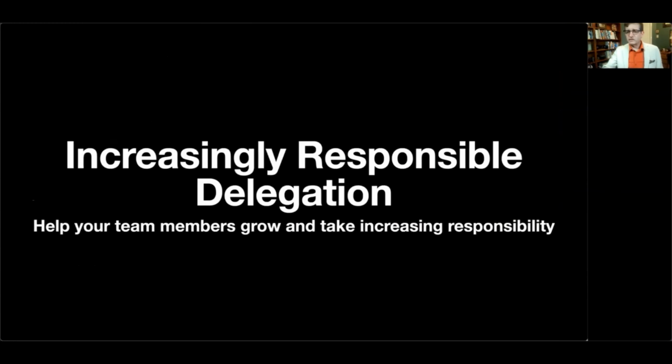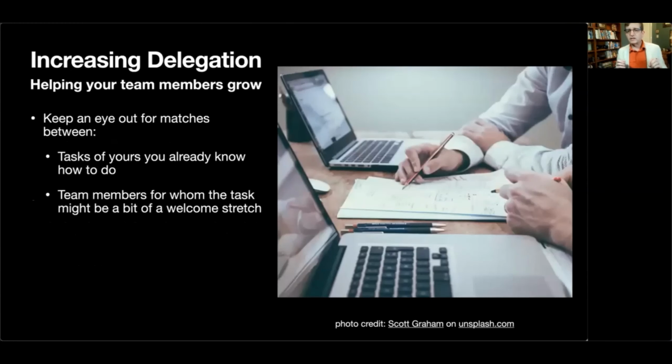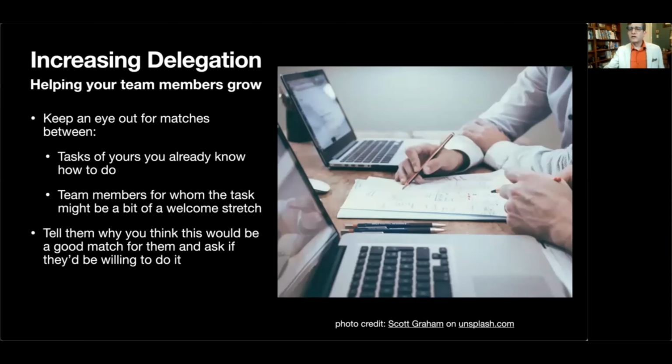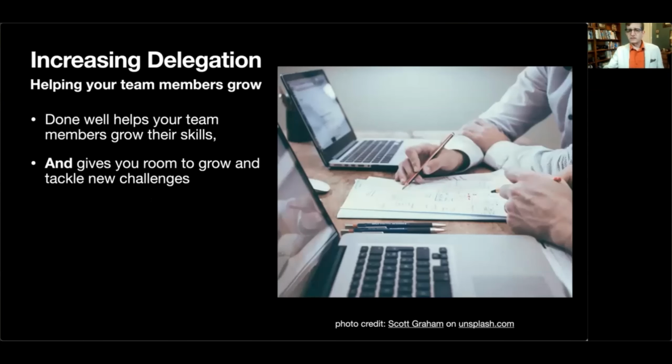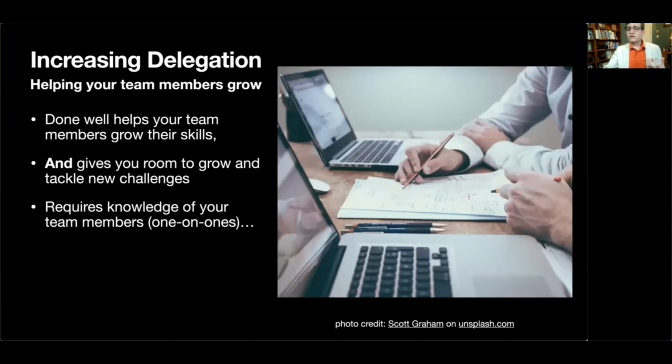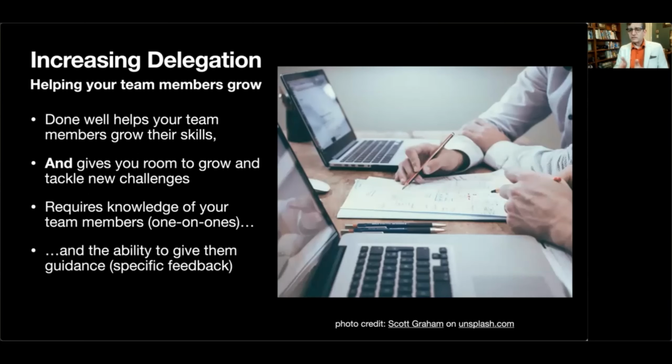Next up, delegation. This is really just a matter of keeping an eye out for matches between tasks of yours that you already know how to do and team members for whom the task might be a bit of a welcome stretch. Then you tell them why you think this would be a good match for them and ask if they'd be willing to do it. And if so, give them the support they need as they learn. Doing this helps your team members grow their skills and gives you room to grow and tackle new challenges. Doing this well requires knowledge of your team members and their career goals, which comes from one-on-ones, and the ability to give them guidance, and that comes from specific feedback.